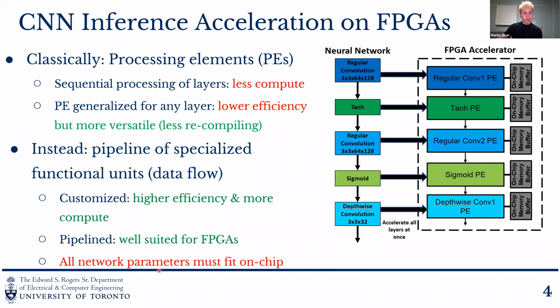Downside being all network parameters must fit on chip unless you can figure out a way to transfer some elements off chip while not stalling the different processing elements. And another downside is the fact that you need to create a custom accelerator for every single neural network you want to accelerate. So there's no reuse here. You have to reprogram the FPGA and recompile everything.